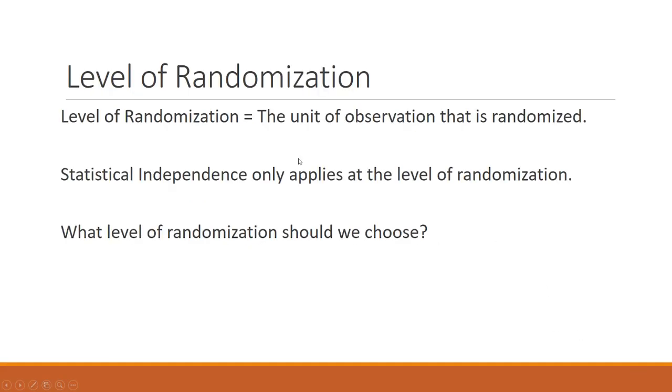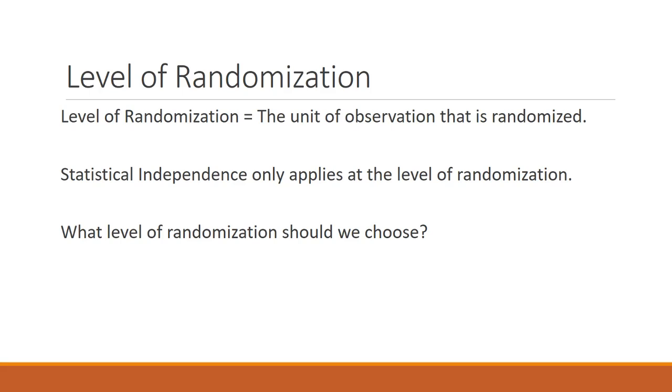The level of randomization. So now we're going into this in practice. What does it look like to conduct an RCT? What does it look like to randomly assign a treatment? So let's go through it. The first is we need to determine the level of randomization. The level of randomization is the unit of observation that is randomized. Statistical independence is only going to apply at that level of randomization.